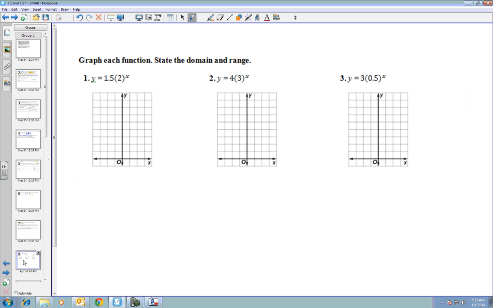All right, so here's what I want to do. We're just going to practice graphing these, and then we have to state the domain and range of each. So everyone get your calculators out, and we're going to just do a few of these together, then you'll be able to go back and do the rest. Okay, so let's just start off doing number 1.